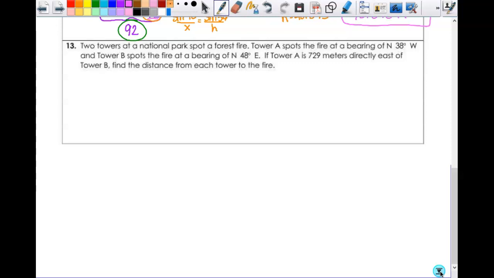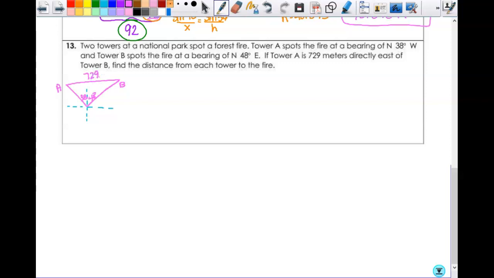Okay, so I'm going to show you what people did wrong first, and one reason why maybe we could catch that something's wrong. So here's what I saw, and I saw this multiple times. So remember, this is what's wrong, so if you don't have this, don't be erasing anything. If I go north 38 degrees west, boom, right here, this is 38, and then this would be Tower A. Tower B, north 48 degrees east, boom, like this, and then this is 48, this is B, right? And then I connect these, and these are 729, okay?